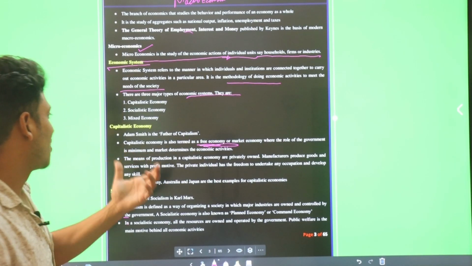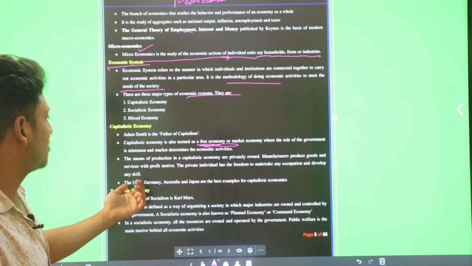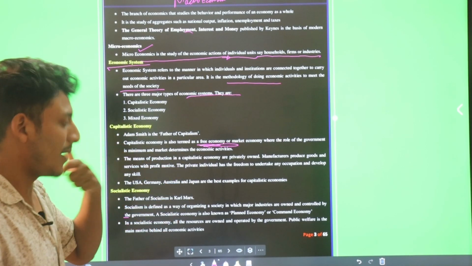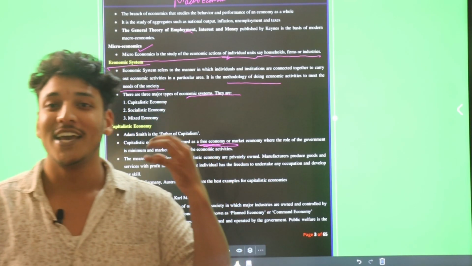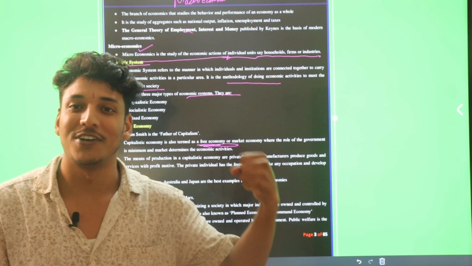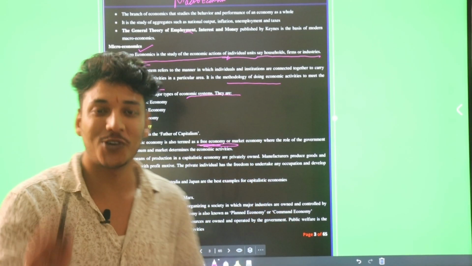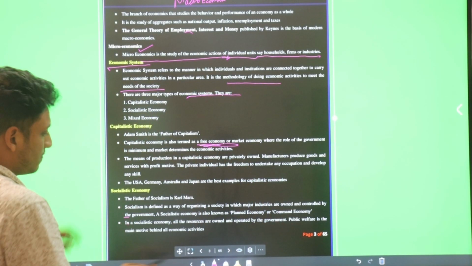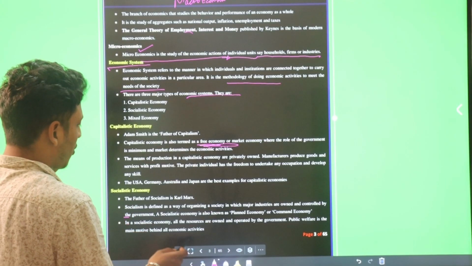As you can see in USA, Germany, Australia, Japan. That's why they are a superpower in matter of production and manufacturing. Okay. Now, socialist economy.